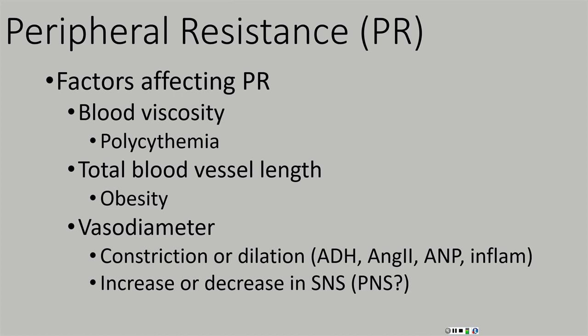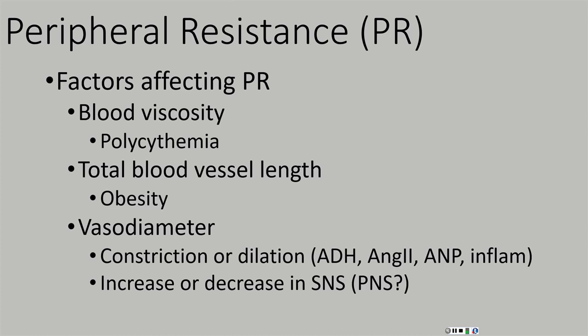Peripheral resistance. And there are different factors that affect peripheral resistance. There are 3 of them. First is blood viscosity. Remember viscosity? Viscosity was resistance to flow. Remember when we talked about resistance to flow way back on one of the very first lectures this semester? We talked about resistance to flow, viscosity.